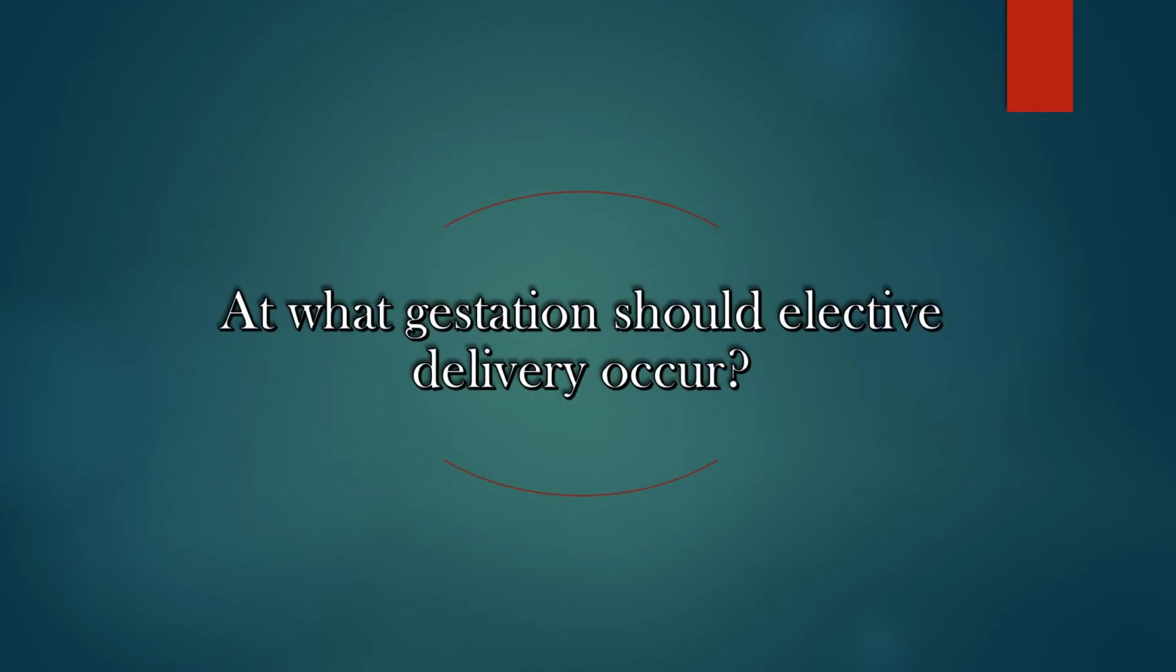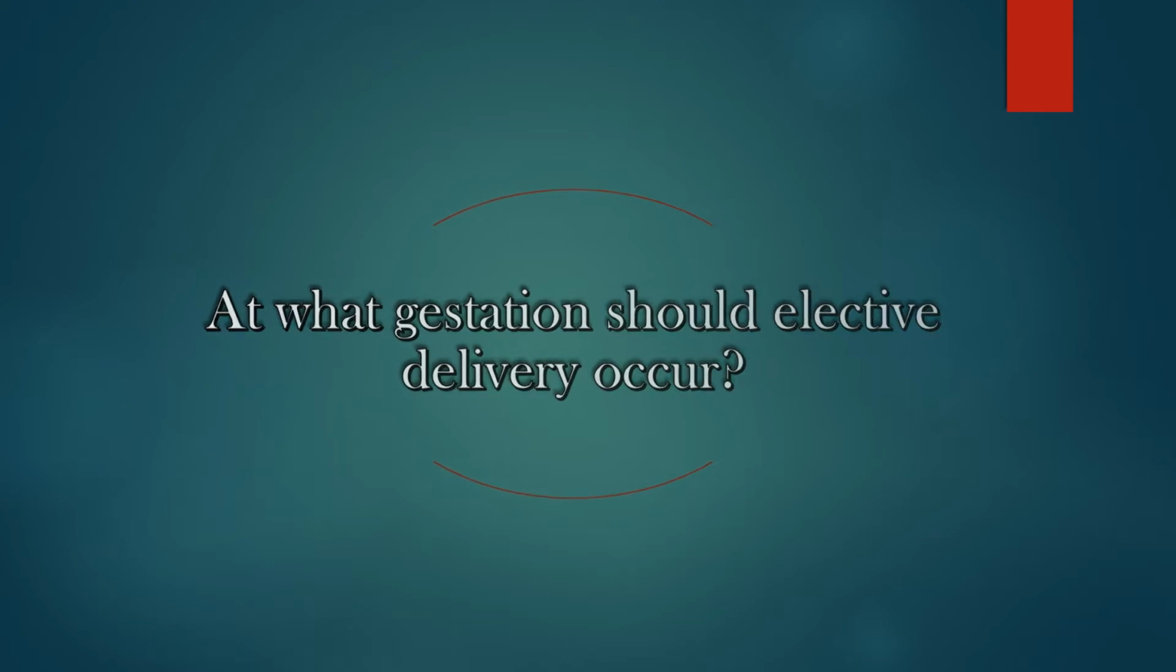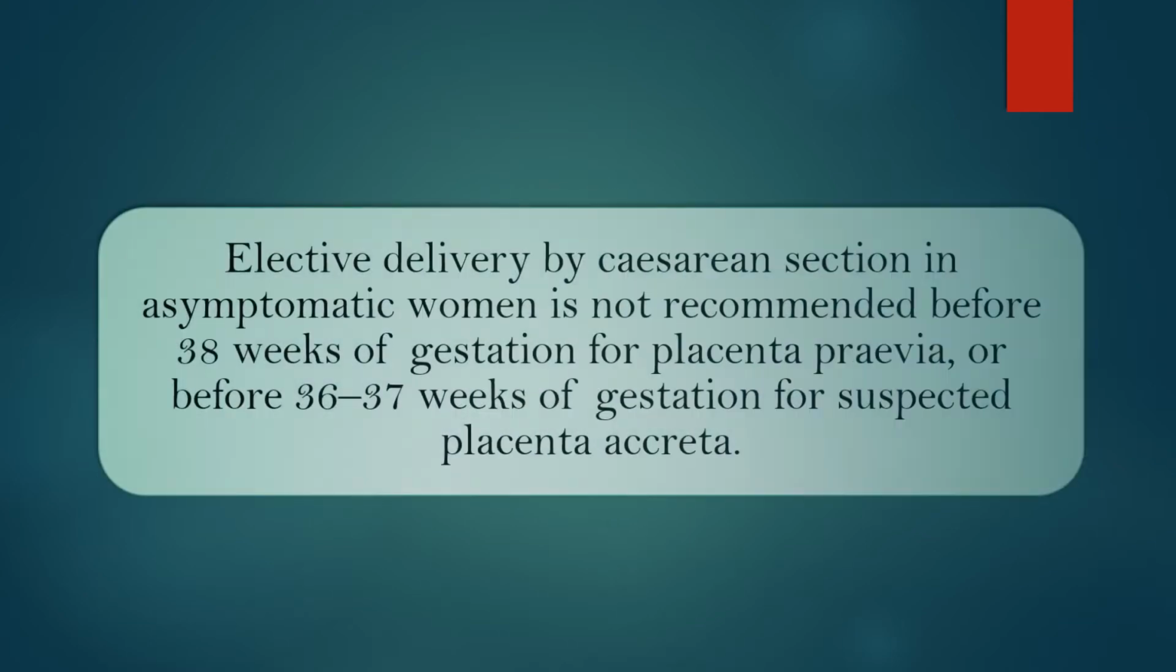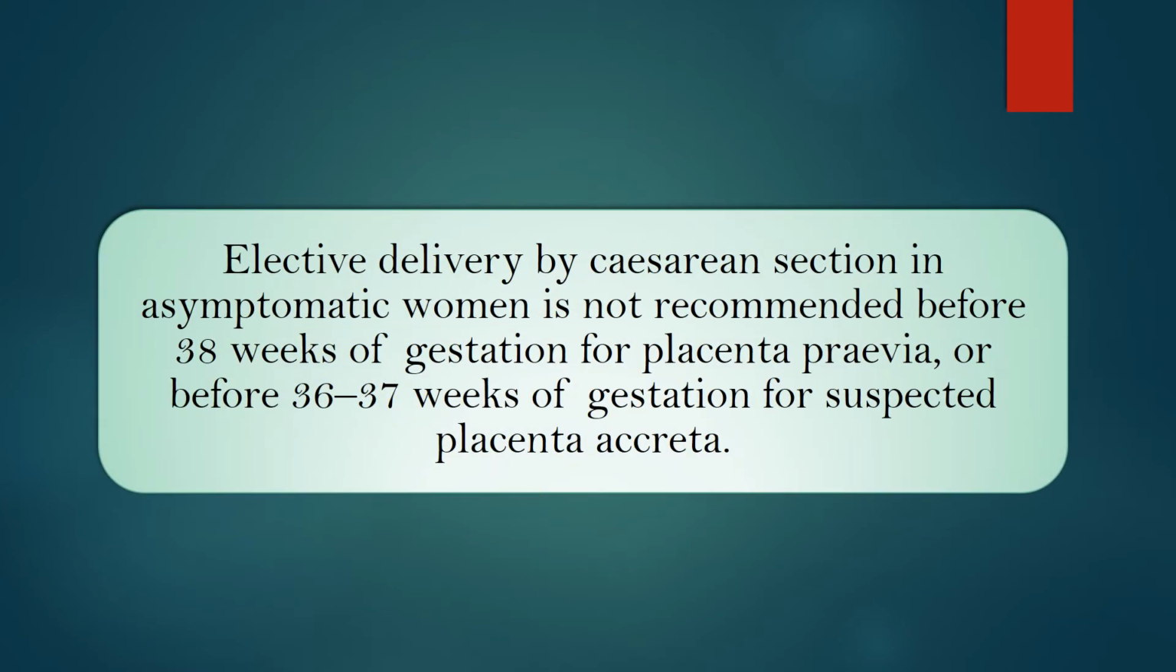At what gestation should elective delivery occur? Elective delivery by cesarean section in asymptomatic women is not recommended before 38 weeks of gestation for Placenta Praevia or before 36 to 37 weeks of gestation for suspected Placenta Accreta.